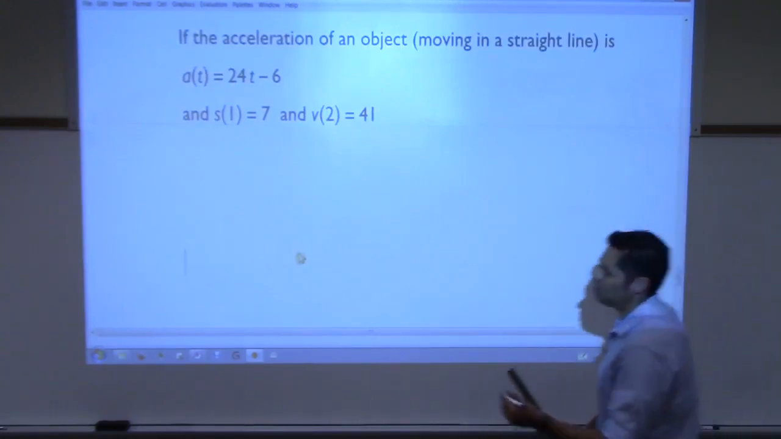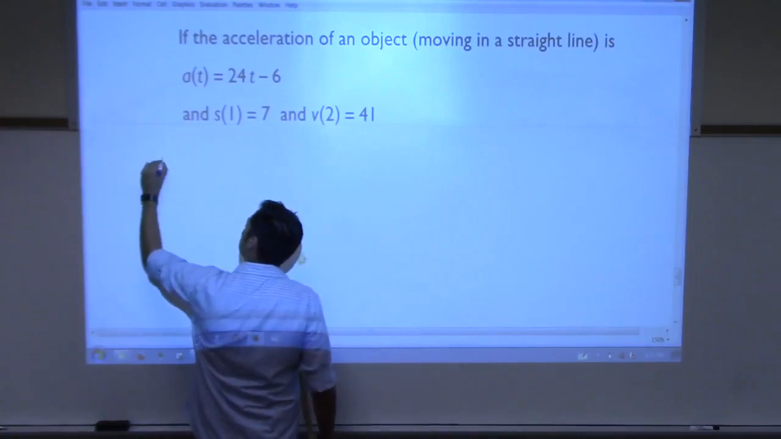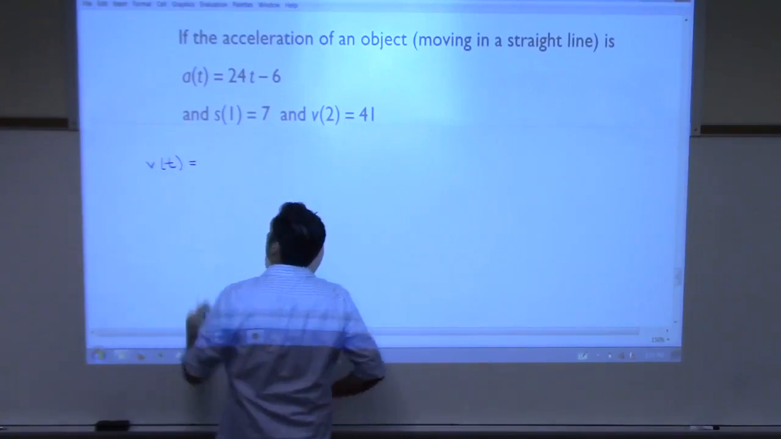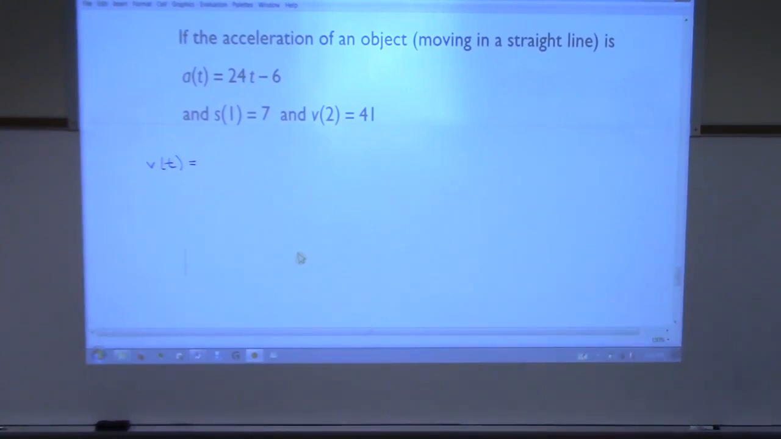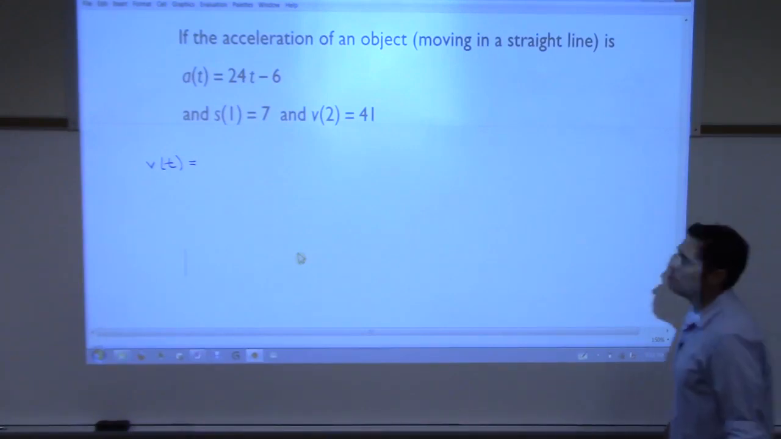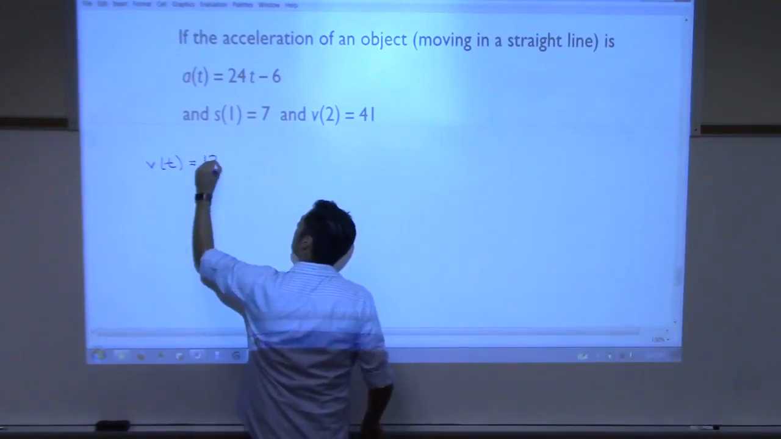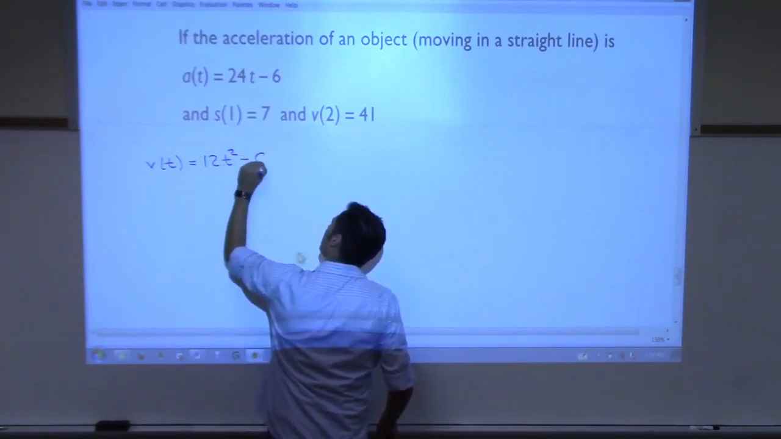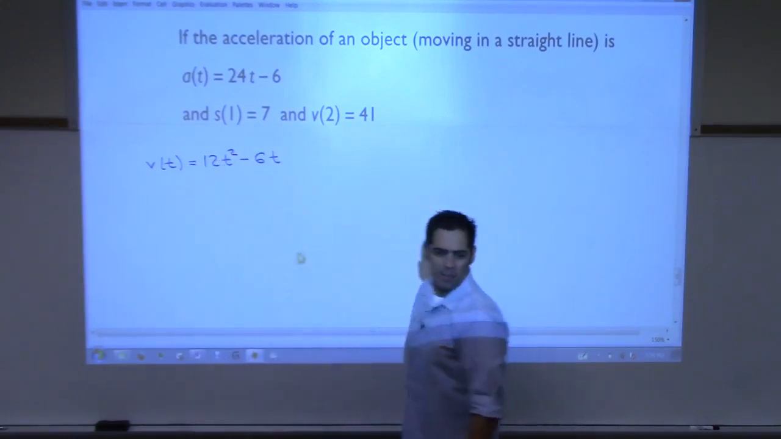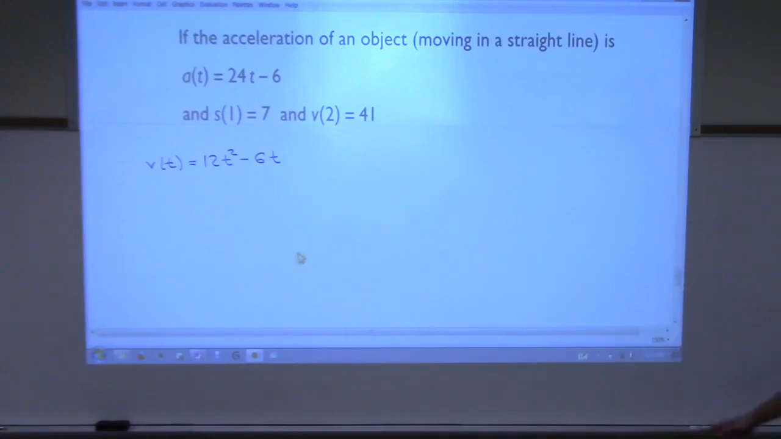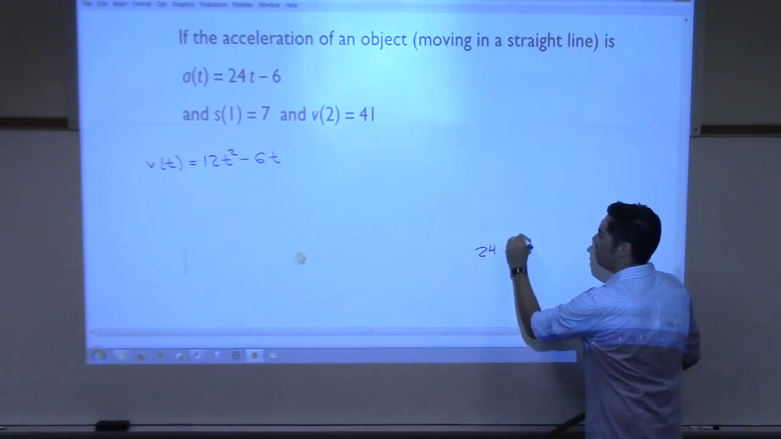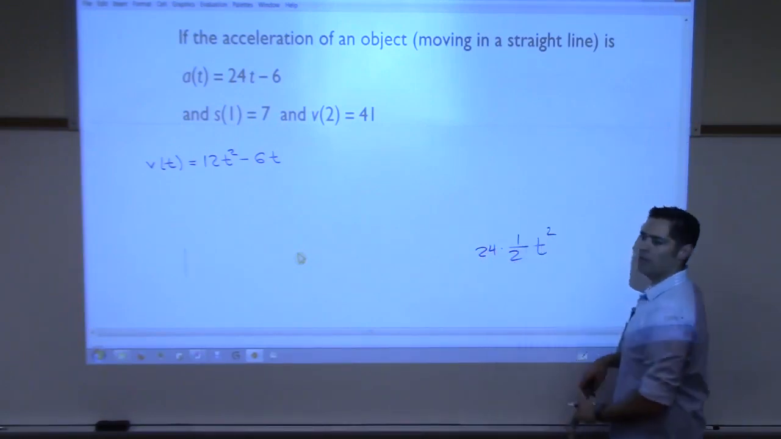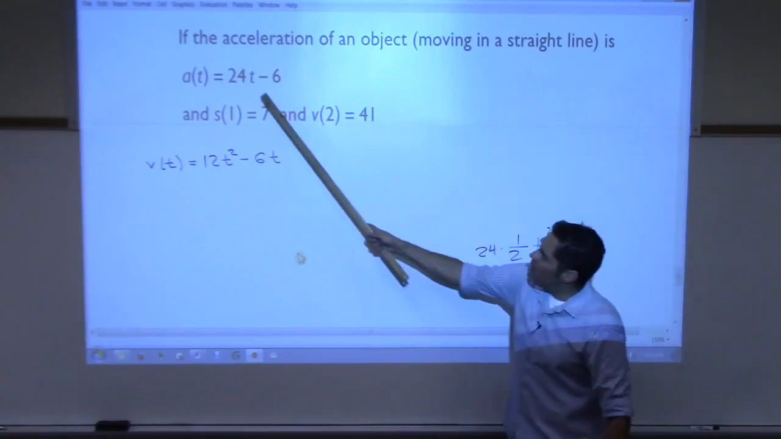So tell me about the velocity function. The velocity function should be the antiderivative of the acceleration. So what's the antiderivative of that? 12t squared minus 6t. You said x, but yes, I understand what you meant. All I'm doing is the power rule on that, right? The 24 came for the ride, and then I did 1 over 2t squared. So I did the power rule on that piece right there.